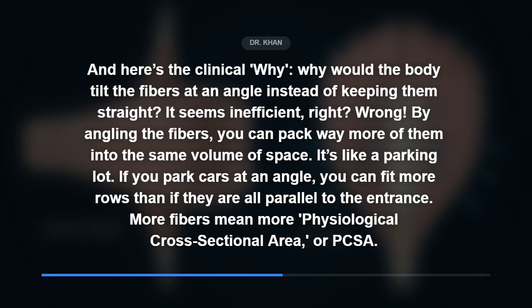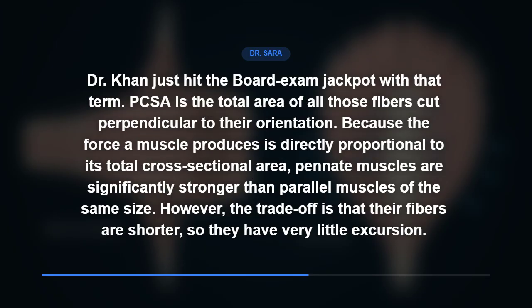And here's the clinical why. Why would the body tilt the fibers at an angle instead of keeping them straight? It seems inefficient, right? Wrong. By angling the fibers, you can pack way more of them into the same volume of space. It's like a parking lot. If you park cars at an angle, you can fit more rows than if they are all parallel to the entrance. More fibers mean more physiological cross-sectional area, or PCSA.